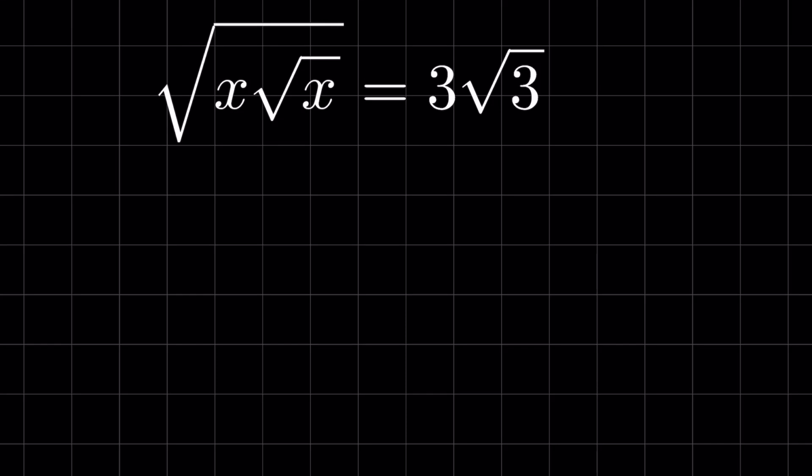x under square root times x under square root is equal to 3 times square root of 3. We have to find the value of x. This is called nested radical. To solve it, first we need to remove the square roots.